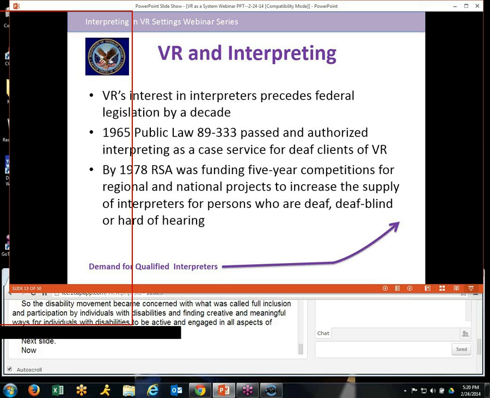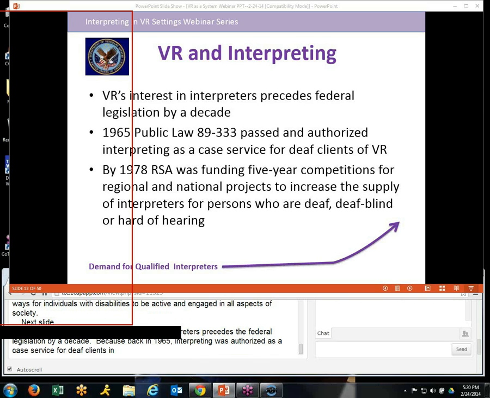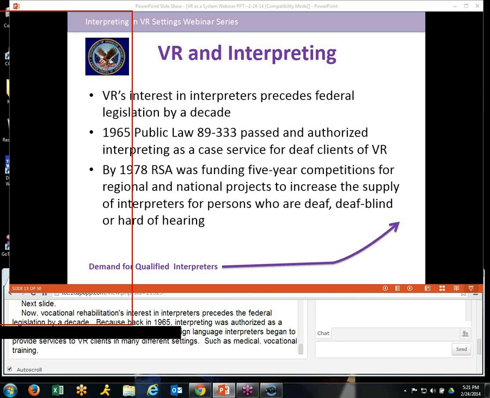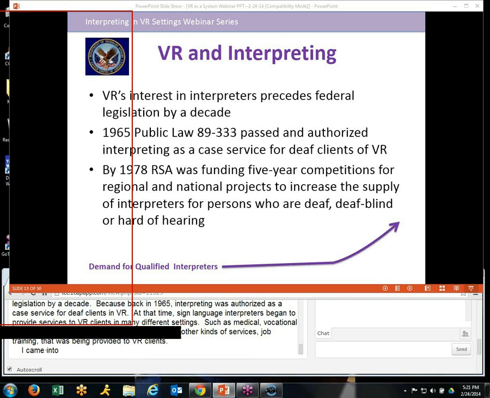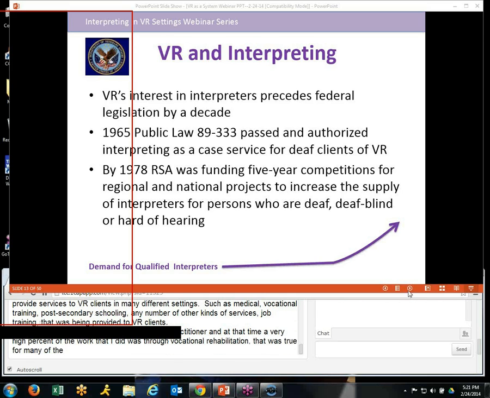Now, vocational rehabilitation's interest in interpreters precedes the federal legislation by a decade, because back in 1965, interpreting was authorized as a case service for deaf clients in VR. And at that time, sign language interpreters began to provide services to VR clients in many different settings, such as medical, vocational training, post-secondary schooling, any number of other kinds of services, job training, that was being provided to VR clients. I came into the field in 1972 as a freelance practitioner, and at that time, a very high percent of the work that I did was through vocational rehabilitation. That was true for many of the early interpreters.